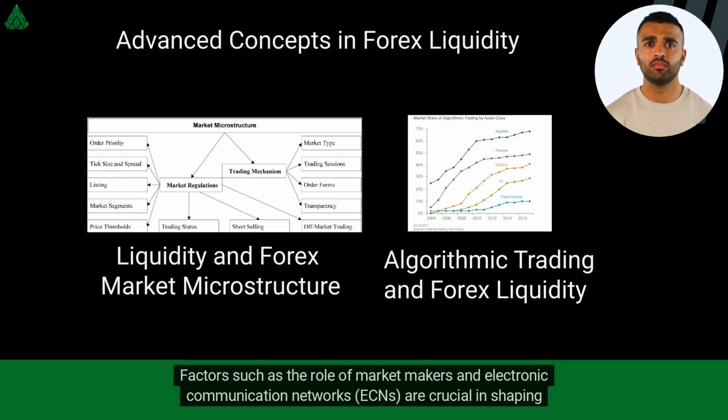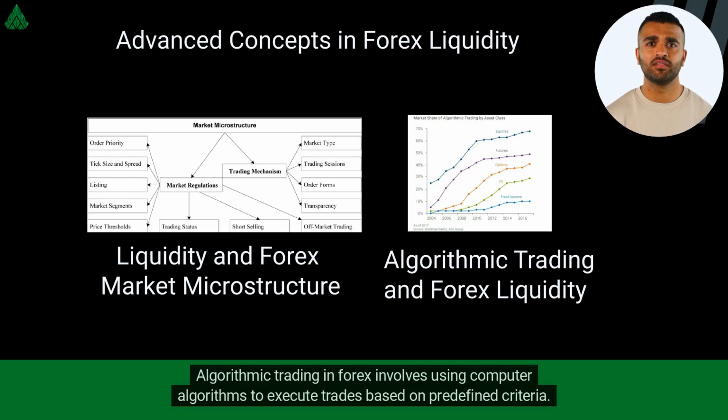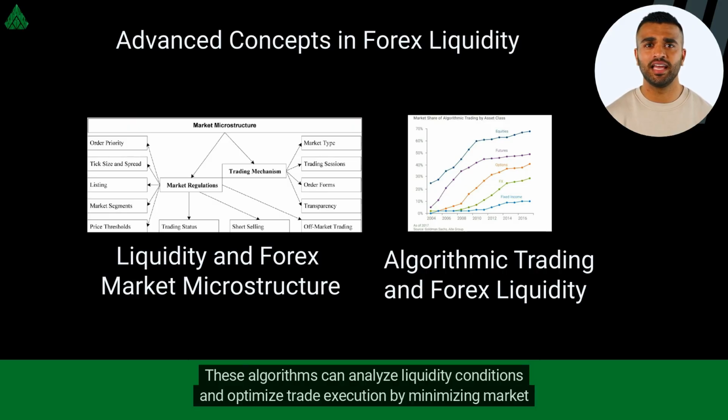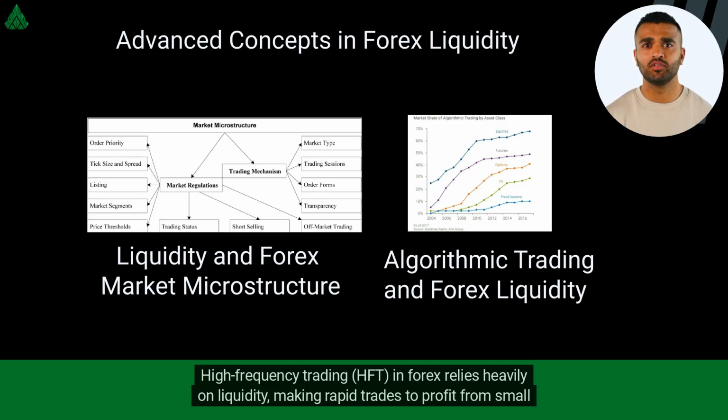Factors such as the role of market makers and electronic communication networks, ECNs, are crucial in shaping Forex liquidity. Algorithmic trading and Forex liquidity. Algorithmic trading in Forex involves using computer algorithms to execute trades based on predefined criteria. These algorithms can analyze liquidity conditions and optimize trade execution by minimizing market impact and slippage. High-frequency trading, HFT, in Forex relies heavily on liquidity, making rapid trades to profit from small price discrepancies.